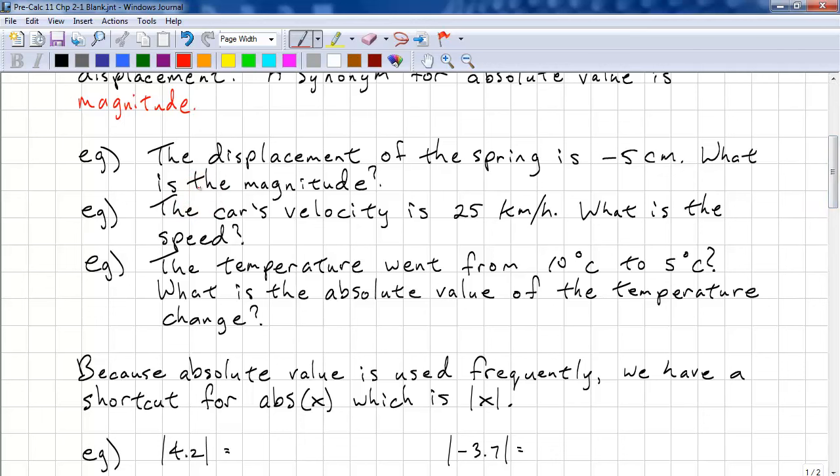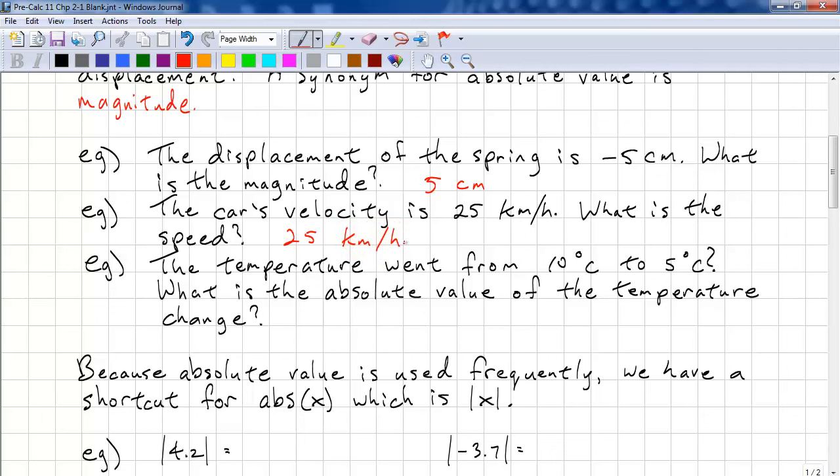So, for instance, the displacement of a spring is -5 centimeters. What is the magnitude? It's 5 centimeters. It's just the absolute value of -5. The car's velocity is 25 kilometers per hour. What is the speed? It's just 25 kilometers per hour.